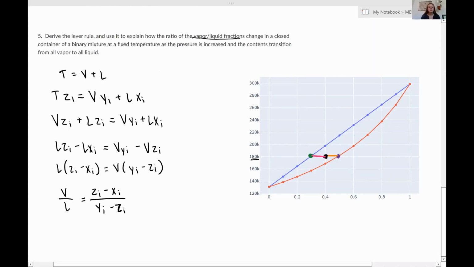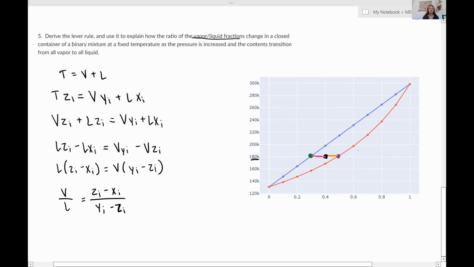So our lever rule is basically saying that the ratio of our vapor to liquid phase that we would obtain from our binary mixture is going to be equivalent to these two distances on our plot here, from the bubble pressure to the center. So from our green dot to the black dot, that pink line there is going to represent our vapor phase, and that's going to be divided by our orange line here, which is going to be the dew pressure minus our total, which is going to give us that orange line there.